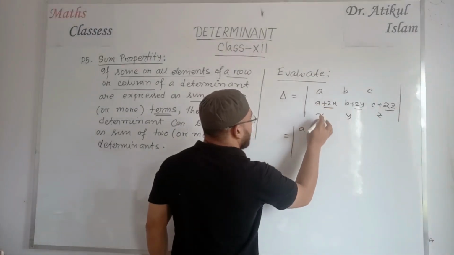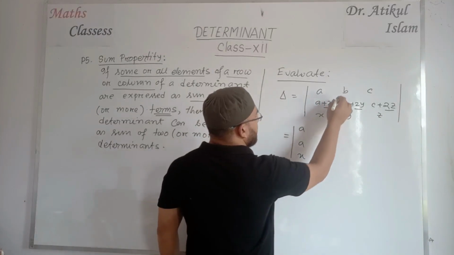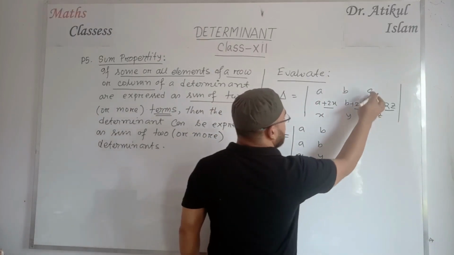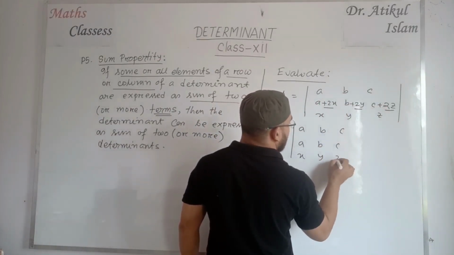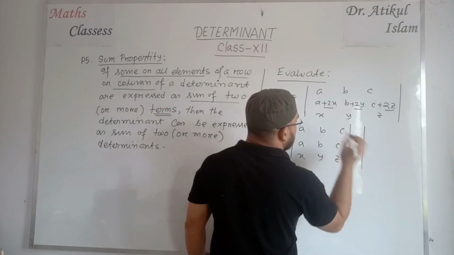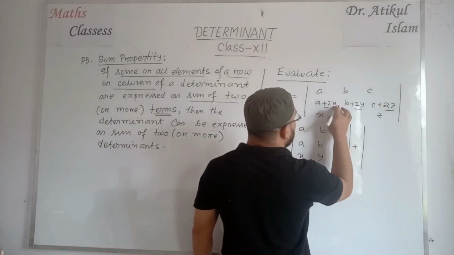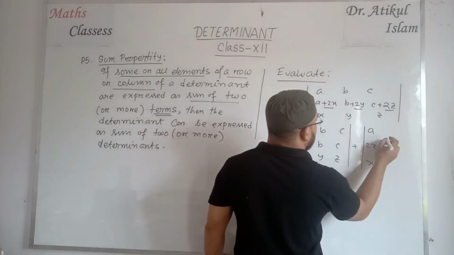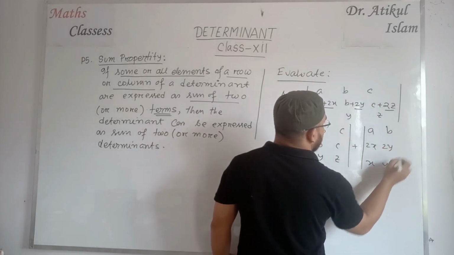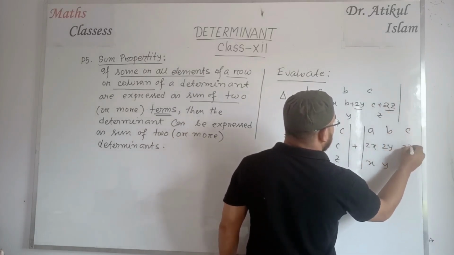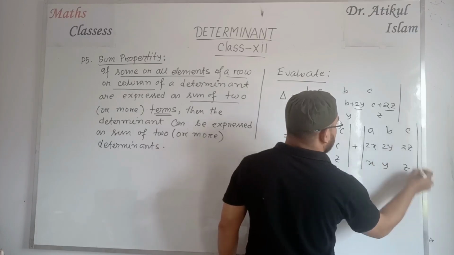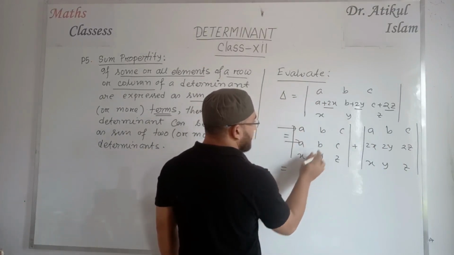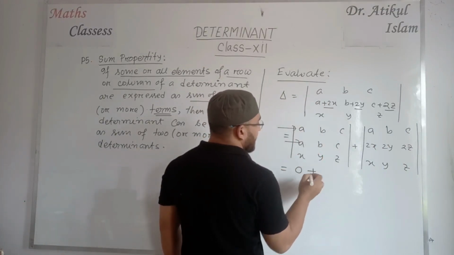So here will be A, x, B, y, C, z in the first determinant, plus again here A, 2x, x, here B, 2y, y, here C, 2z, z. Now since these two rows are identical, the value is 0, plus.